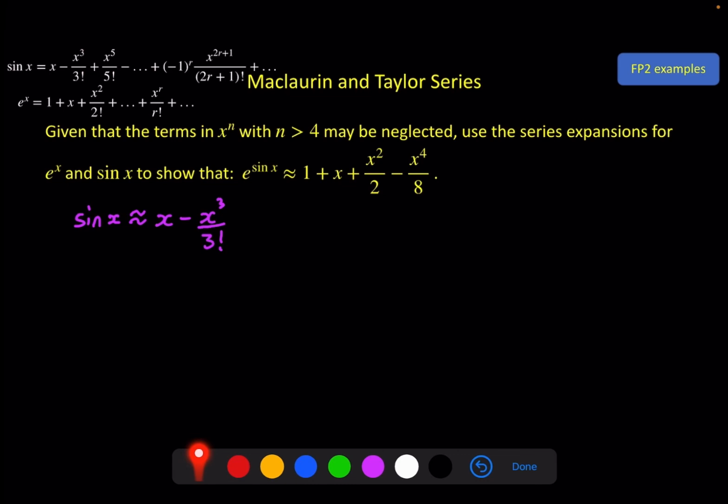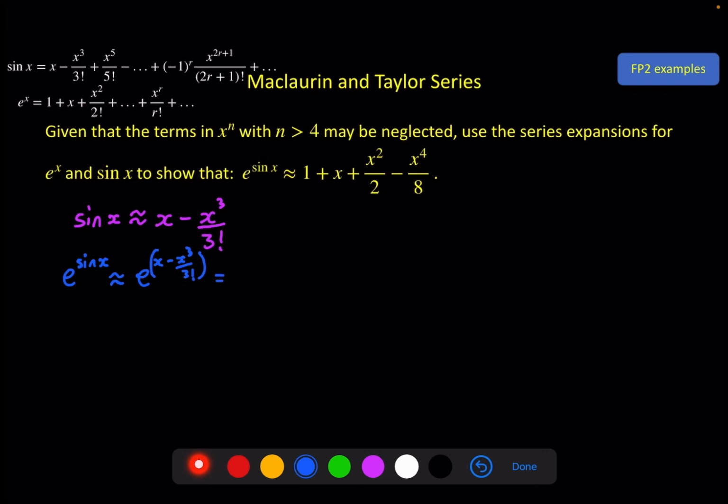Now I'm going to put that expression into the e to the x expansion, because this is approximately equal to this. And this is suitably horrible. It's going to take me a bit of time to work through this, because I need to substitute this whole bracket for x here, here, and in a few more terms up to powers of 4. So we do have a few terms here that we need to write out.